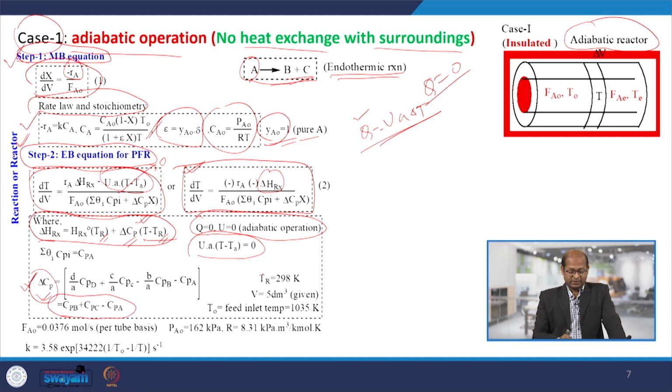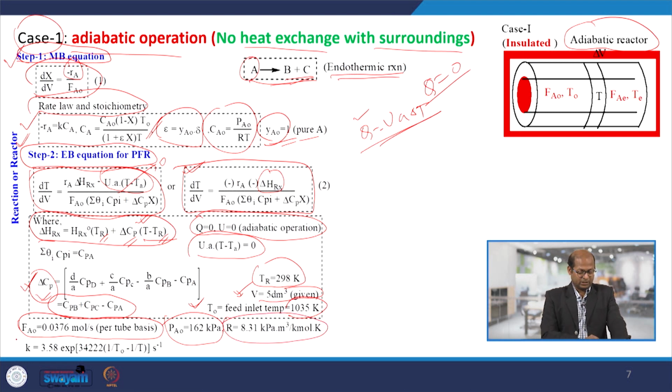So, here let us say the reference temperature is 298, the reactor volume is let us say 5 dm cube, and the feed inlet temperature, that is component A feeding at this temperature, the molar flow rate of component A is given, let us say partial pressure is given, R that is the gas constant is known, and the reaction rate constant is a function of temperature, that way we can write.